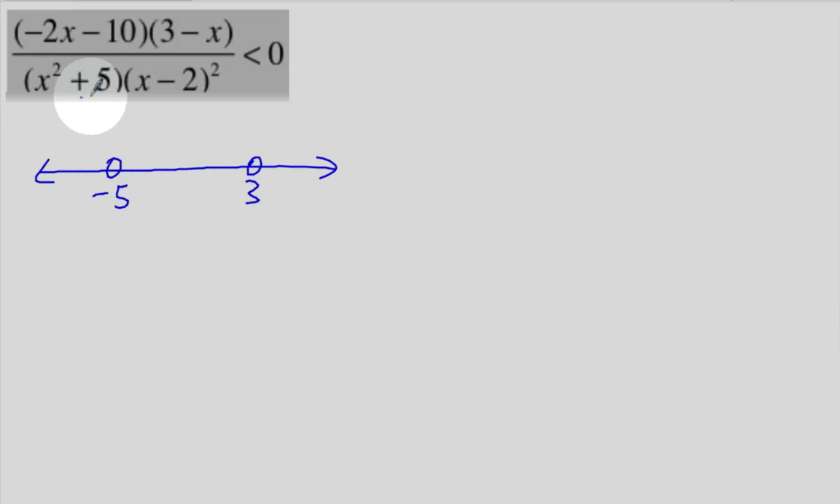This is interesting because it looks like you might have to do something, but this is always positive, so we'll never create an asymptote or division by 0. And here you have an asymptote at the value of 2. Okay, algebraically, we could then look at -10.